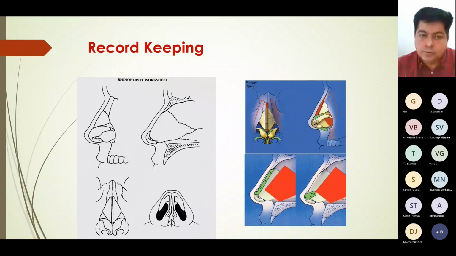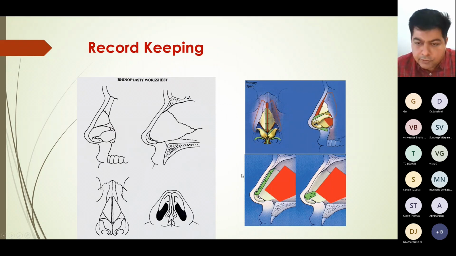Also, we cannot stress too much that record keeping is very important. Close to 20% of rhinoplasty patients will require a revision rhinoplasty despite your best efforts in the first surgery. So you have to do meticulous record keeping. The Gunter's chart is one way of doing this record keeping.